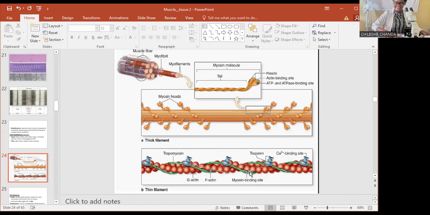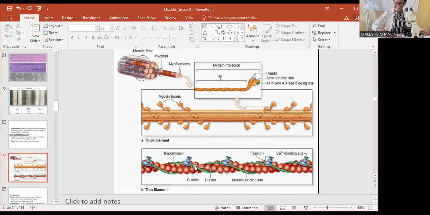The myosin binding sites are on the F-actin here. F-actins are made up of these circles here, these tiny beads. Each tiny bead is known as a G-actin.